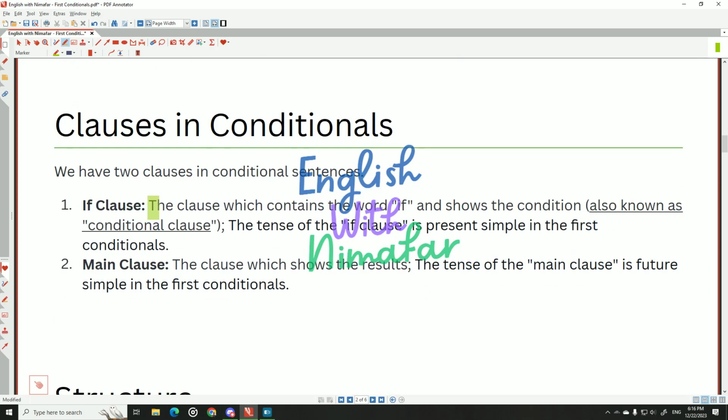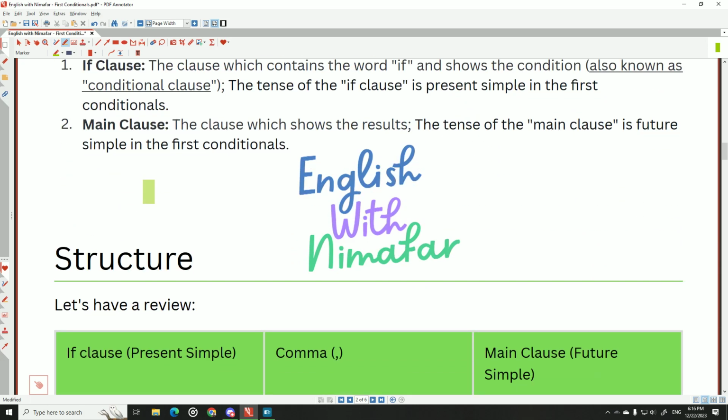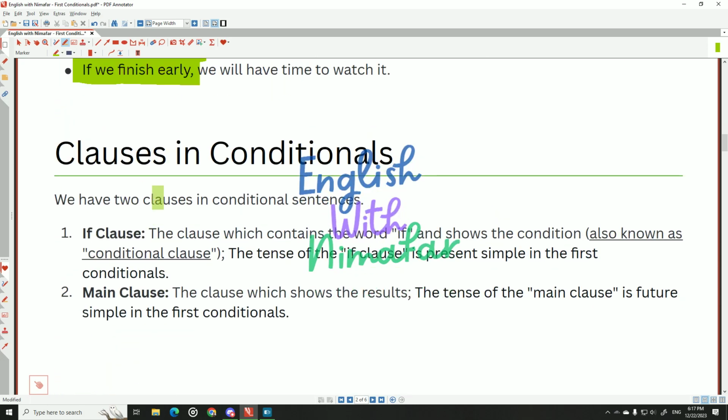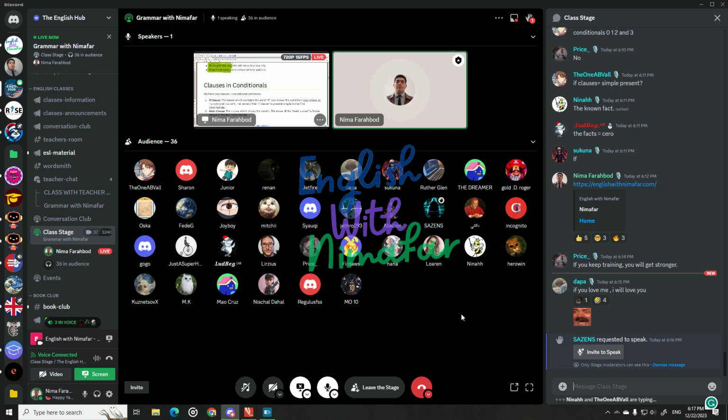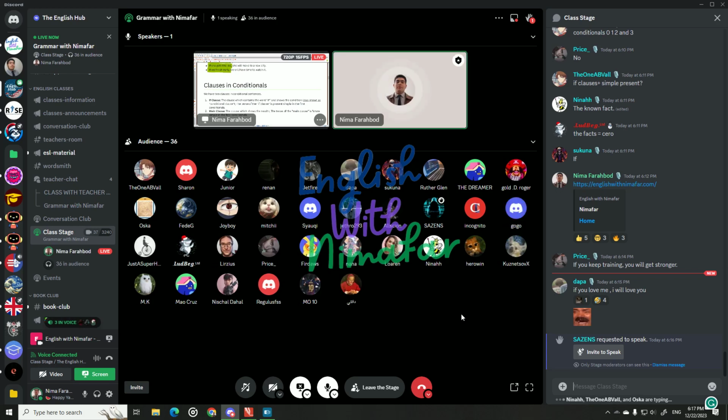So, clauses. Now, before we move to structures, I want you to make some examples. Make some examples like: if you love me, I will love you. Okay, for example, we can say that. So please make your sentences, some examples. Start making your sentences. It's okay if it's wrong or if there are some grammar mistakes, it's totally okay. Let's just try your best.